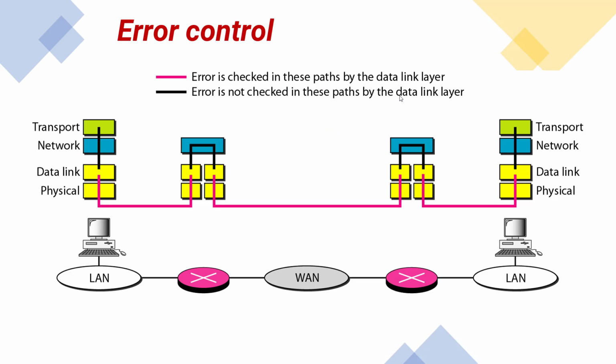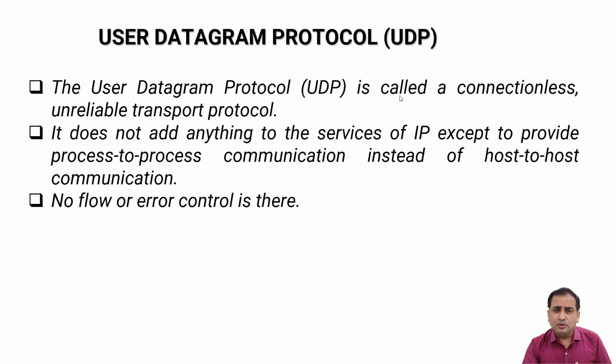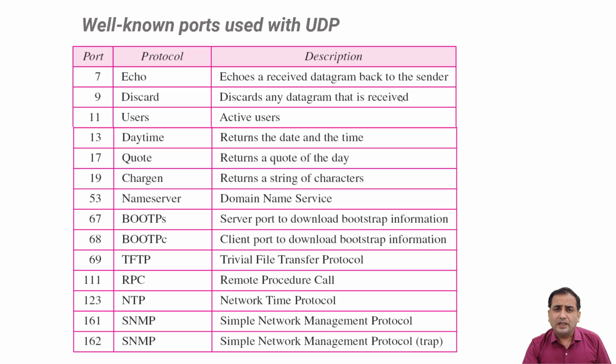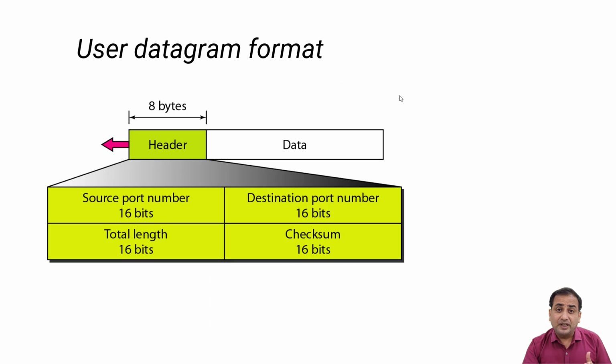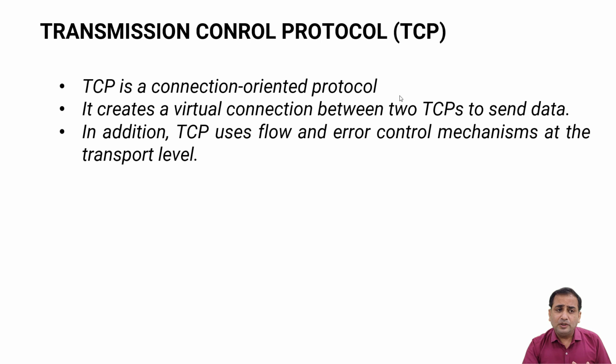Then we talked about error control, and why we need error control at the transport layer. This diagram has clearly explained that error control is there at the data link layer, but it is not taking care of everything beyond the data link layer, and that's the reason you need to have error control at the transport layer. And then we started with the User Datagram Protocol. I gave the well-known services with some good examples. Then I explained the UDP header. So if you are still interested in the details of all these concepts, please watch the previous video. Let's start with the content.